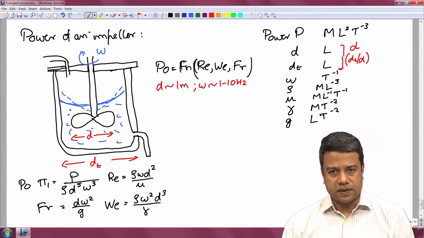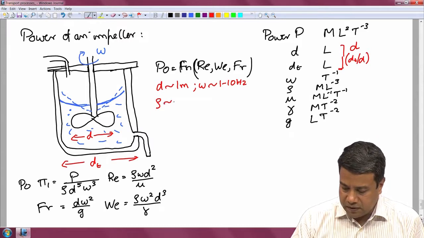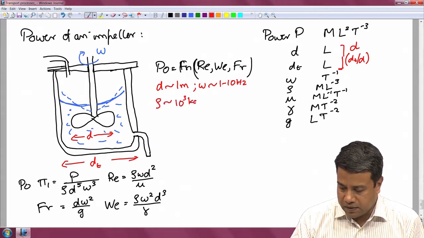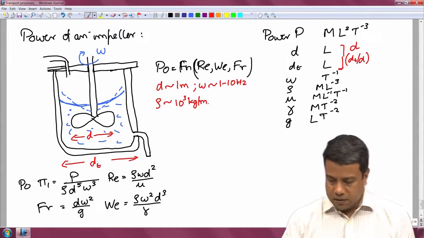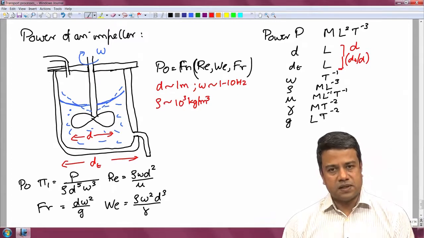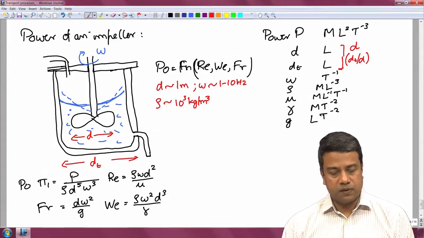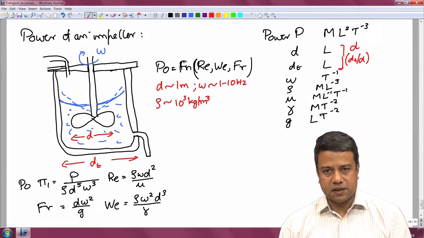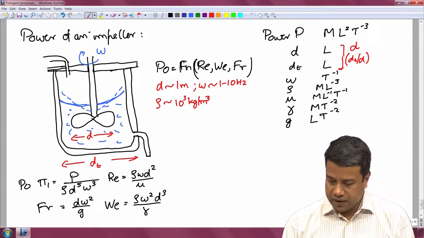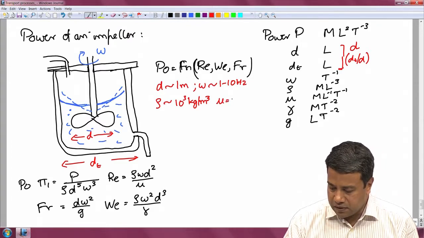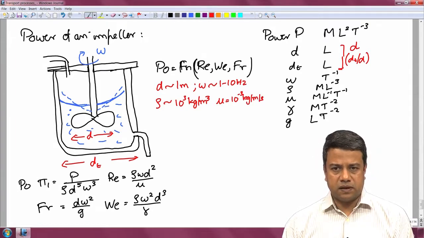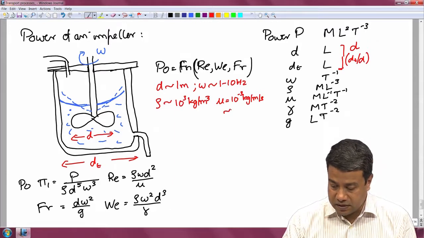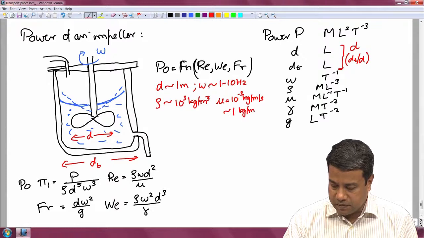These are usually used for liquids. So the density will be of the order of 10 power 3 kilogram per meter cubed. The density of water is 1 gram per cc, which will be of the order of 1,000 kilograms per meter cubed. It is useful to write all of these in dimensional forms in SI units so that one does not get confused. Similarly, the viscosity will be of the order of 10 power minus 3 kg per meter per second. This is the viscosity of water. If you had a very viscous fluid, it could go as large as 1 kg per meter per second.